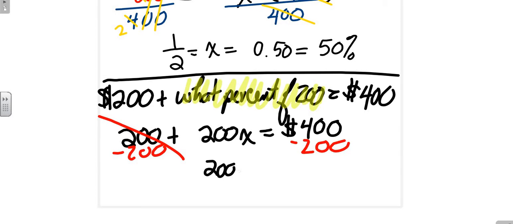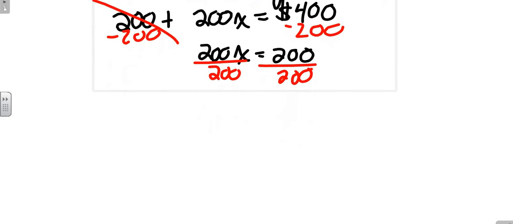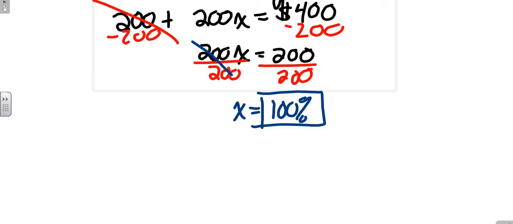Step 1, we're going to minus 200. We have 200x equals 200. Now I divide by 200. So x equals, technically that's 1. When we say a whole number 1, it technically means 100%. So the stock is going to have to rise 100% to get back to $400.